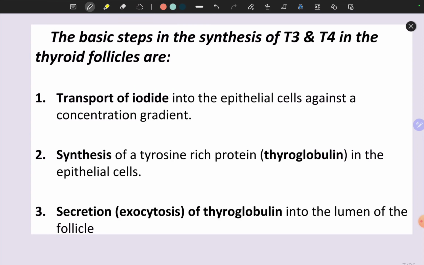How is thyroid hormone synthesized? As we said, we need tyrosine and we need iodine.